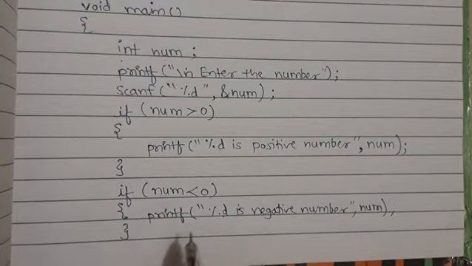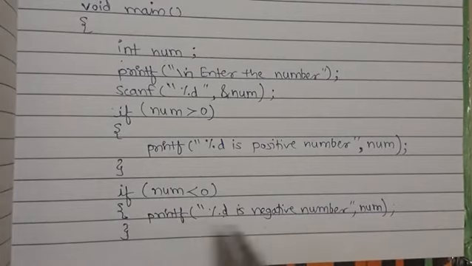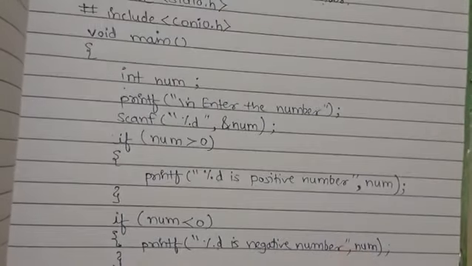So after that, this is the part which is used to print the positive number, and this is the part which is used to print a negative number. Now after that, at the last we will write the getch function, and now the closing bracket is here. Now in this way we have completed this program.